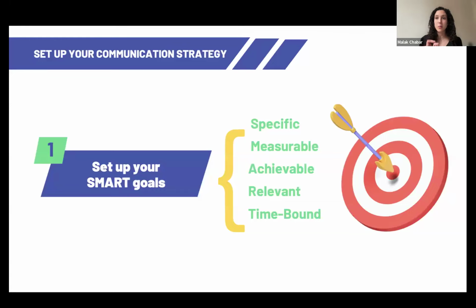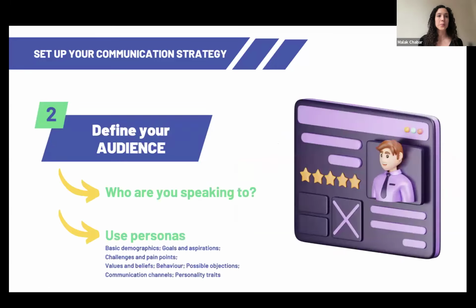These goals need to be SMART, meaning they need to be specific, measurable, achievable, relevant, and time-bound. So if I give you an example, it could be: increase reach by 30% in 3 months. I'm trying to respect all of those elements. So they need to be very specific.